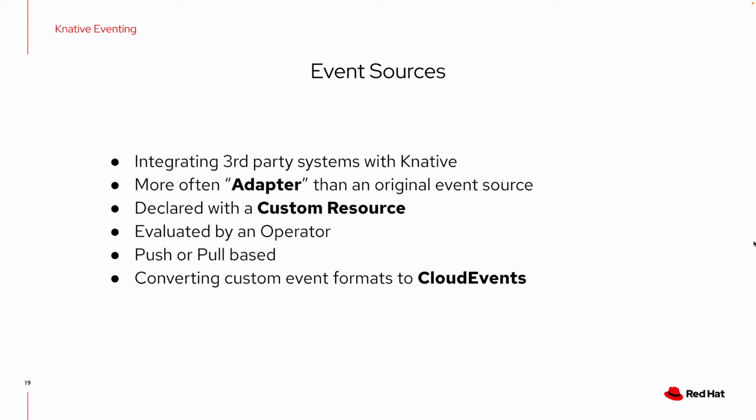A variety of sources can trigger an event. You can have events from your specific applications, from cloud services, from different providers, from any SaaS system, or, for example, from Apache Kafka. An event source is a Kubernetes custom resource which is created by a developer or an admin, and that acts as a link between an event producer and an event sink. In general, most of the event sources are more often an adapter than an original event source. So they transform proprietary events to cloud events and emit them to the sink.